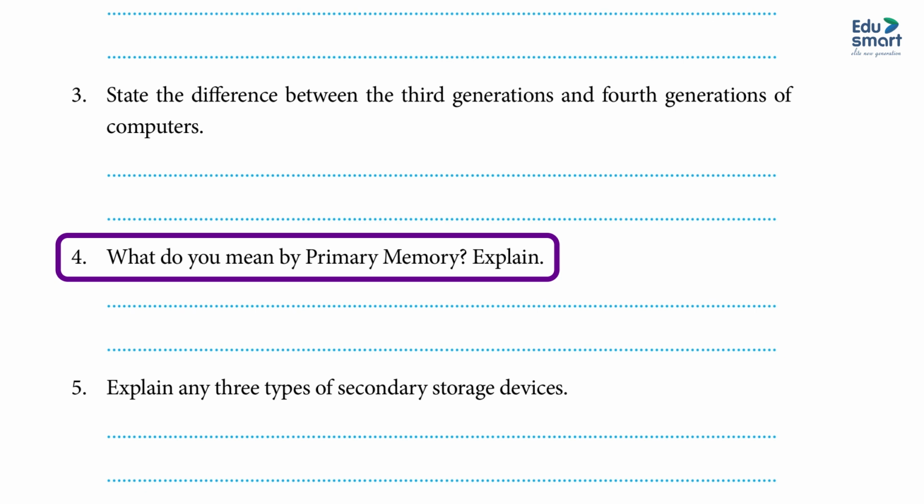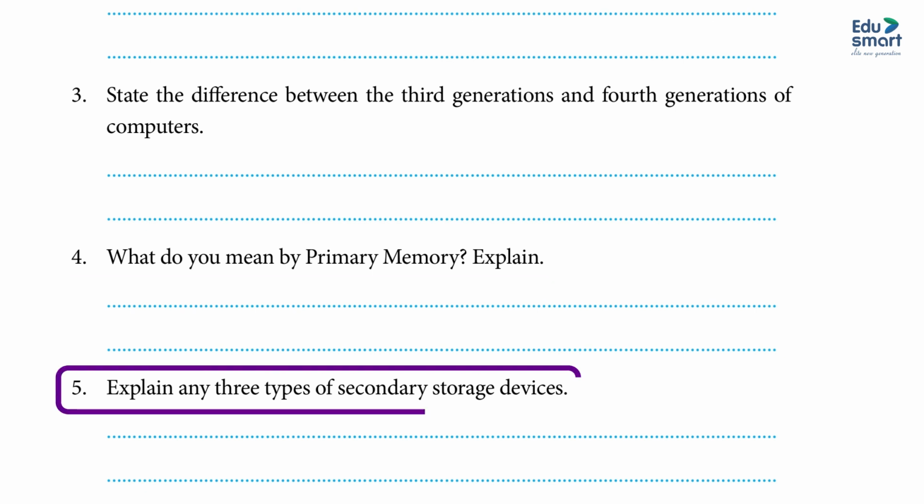4. What do you mean by primary memory? Explain. Answer: the part of the computer's primary storage, usually referred to as main memory, stores data, programs and instructions that are now being used. The motherboard is where the primary storage is. Data can be read from and written to primary storage very quickly as a result.